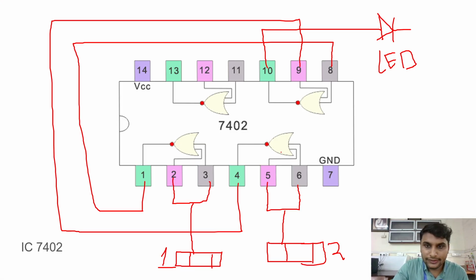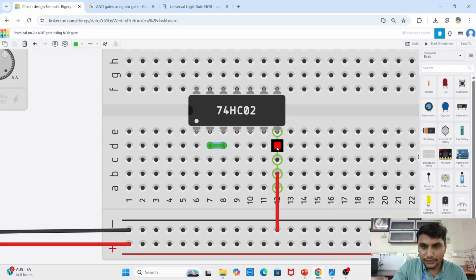Now go to the second gate. The input of the second gate is pin number 5 and 6. So connect pin number 5 and 6. So 1, 2, 3, 4, 5 and 6. So connect pin number 5 and 6 and change the color.